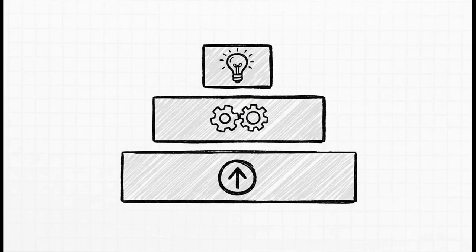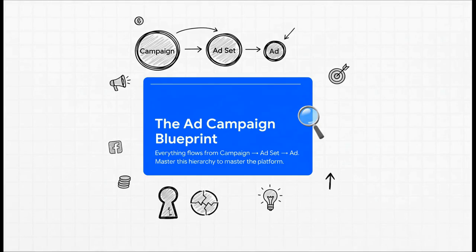But here's the secret. Underneath all of that chaos, there's actually a really simple, logical structure. In fact, every single ad campaign, from the biggest brands in the world to the smallest local shop, is built on the exact same 3 levels. And here it is. This is your map for everything. It all flows in one direction, from the campaign, down to the ad set, and finally to the ad. Once you truly get how these 3 parts connect, you've basically cracked the code for the entire platform.